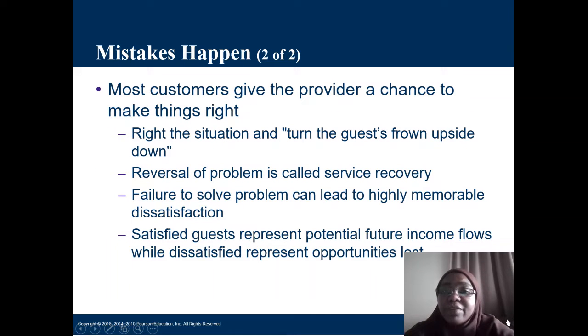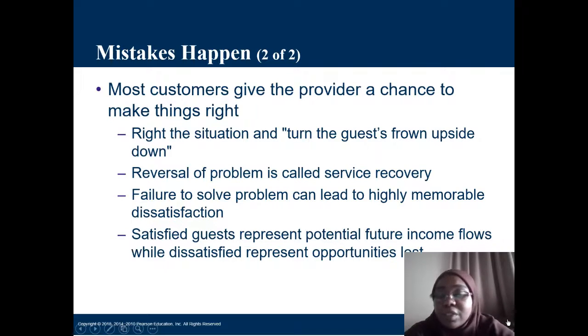Most customers give the provider a chance to make things right, regardless. Like I made mention earlier, a bus could break down in the middle of the road, in the course of transporting the tourists to their destination. So most times the customers will give the provider a chance to make things right, right the situation, and turn the guest's frown upside down. You right the situation, you make things right, you correct things. That is the meaning of righting the situation.